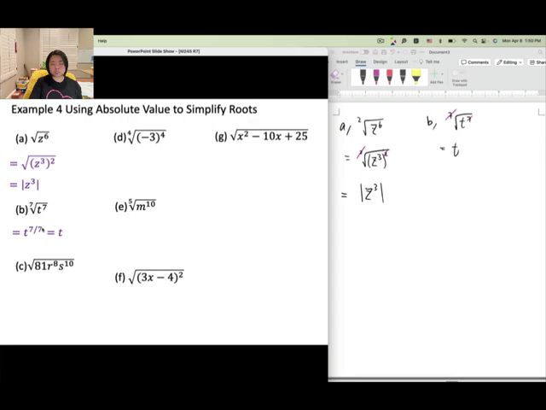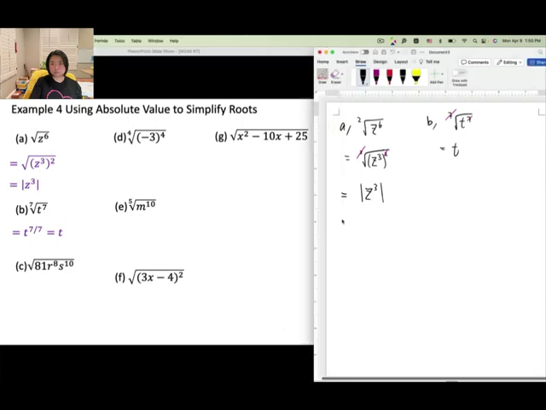Okay, same idea. They just apply the previous formula. Okay, C. I have a square root of 81, r to the power of 8, s to the power of 10. This one's similar to the a here. Okay, I know this is a square root.